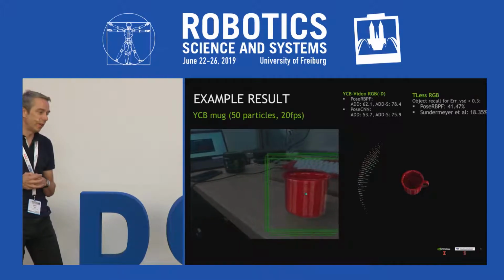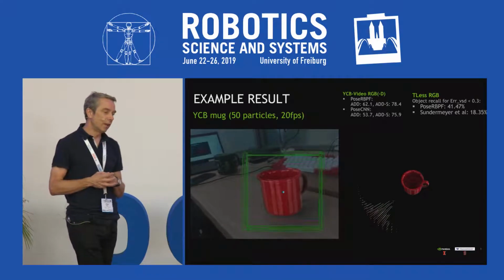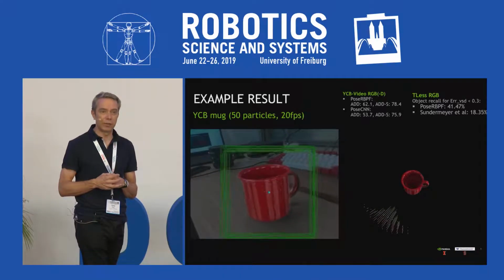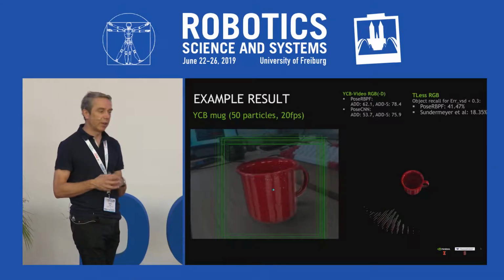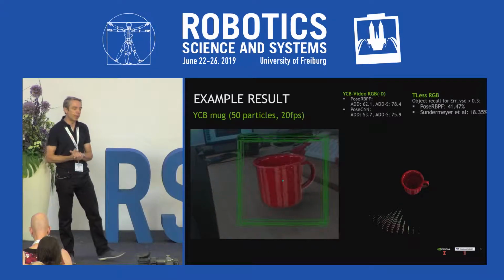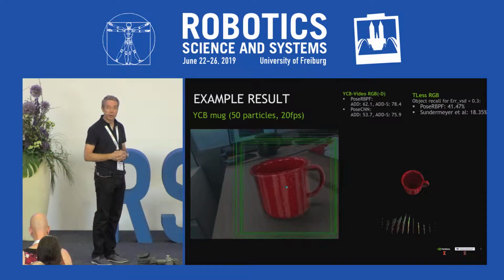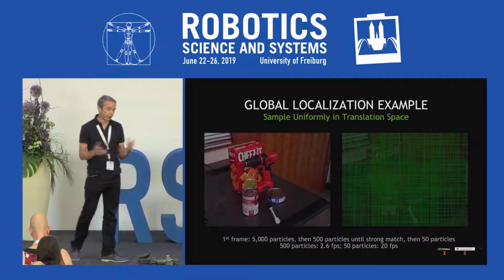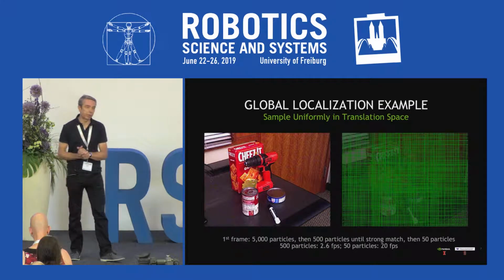On the left, you can see the bounding boxes of different particles, and on the right, you can see the orientation distribution for one of those. And you can see, for example, also that as the handle of the mug comes into view, the uncertainty in the orientation automatically gets decreased. Of course, we implement it on a GPU. We can do this at 20 frames a second.